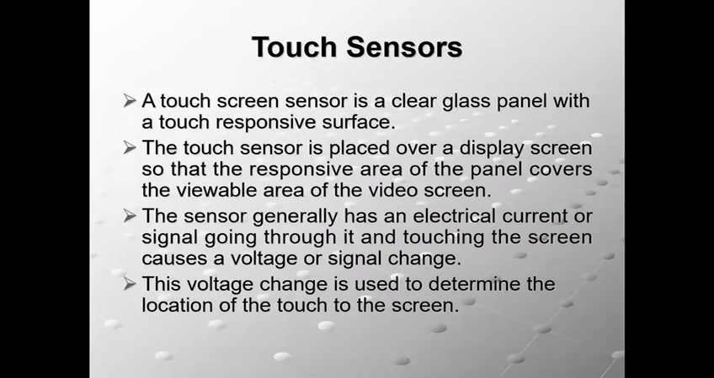So what is a touch sensor? A touchscreen sensor is a glass panel with a touch-responsive surface. The touch sensor is placed over a display screen so that the responsive area of the panel covers the viewable area of the video screen. The sensor generally has an electrical current or signal going through it, and touching the screen causes a voltage or signal change. This voltage change is used to determine the location of the touch on the screen.